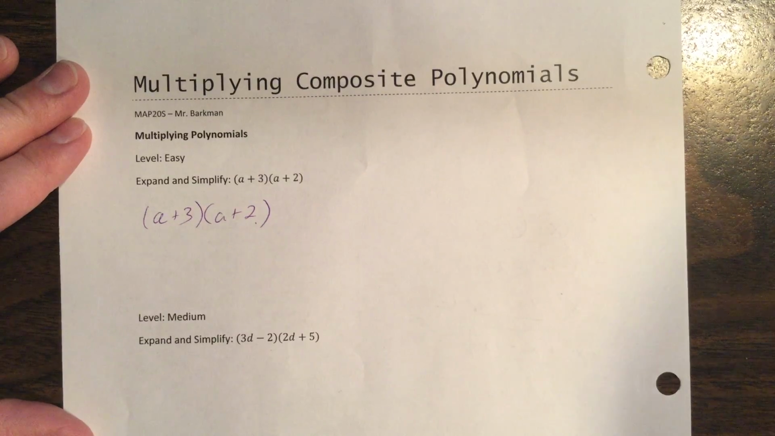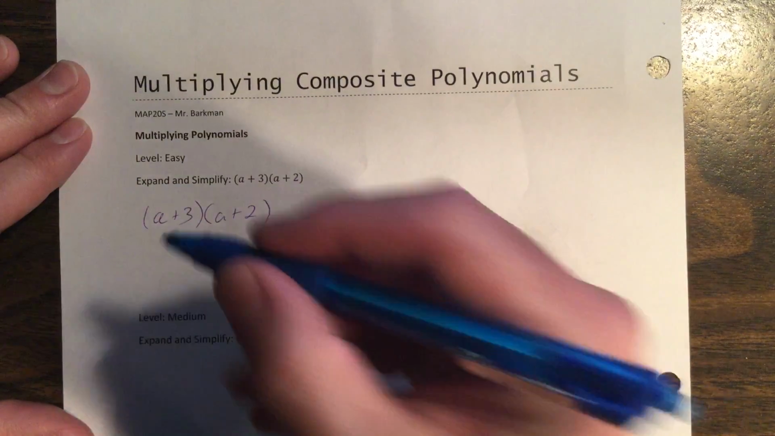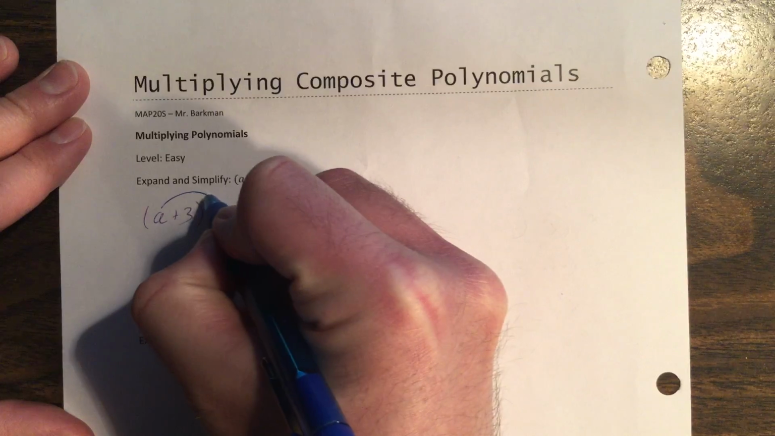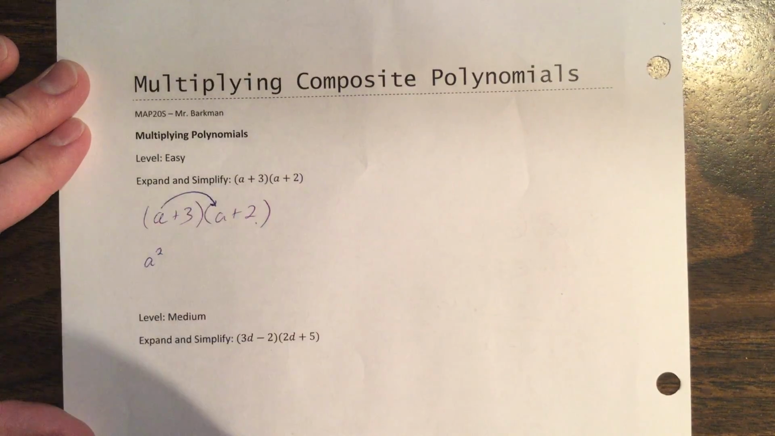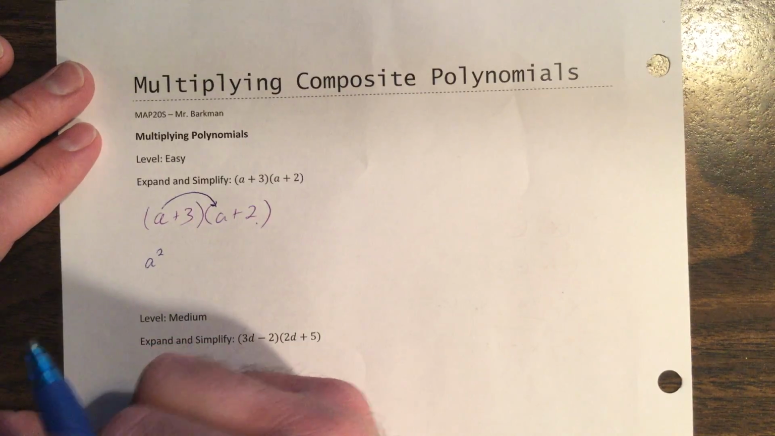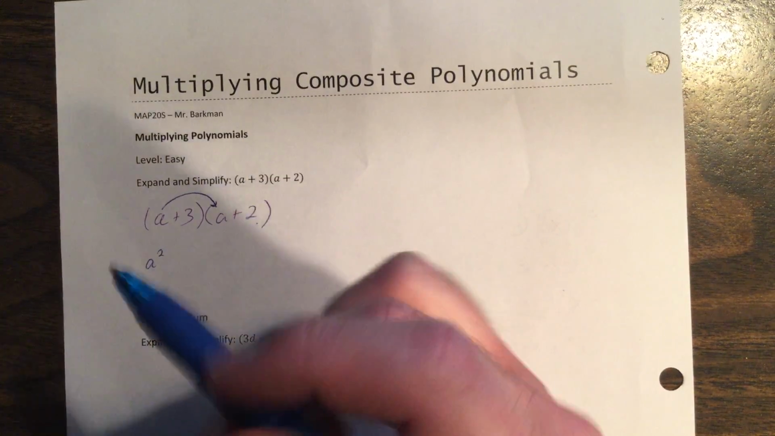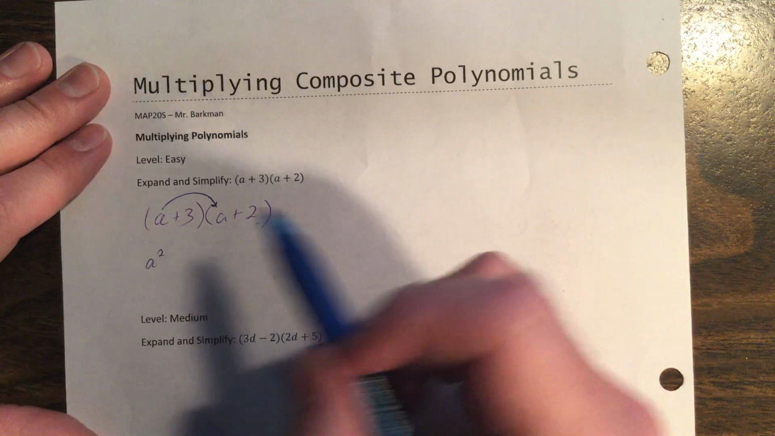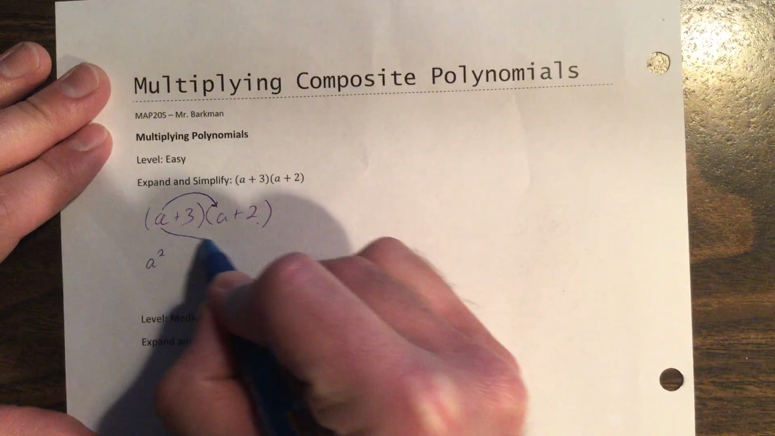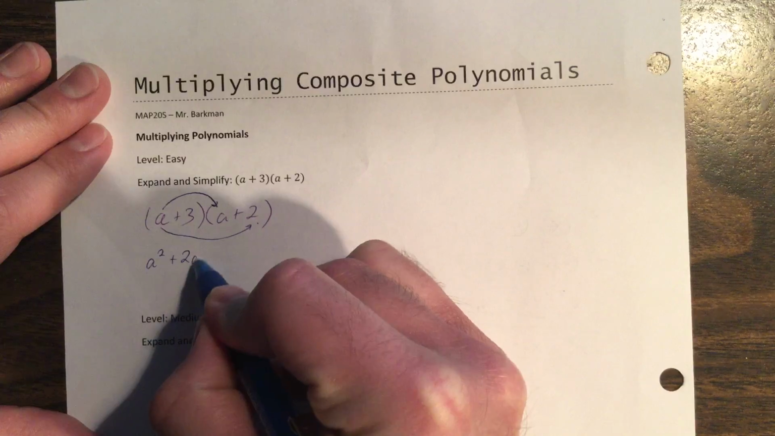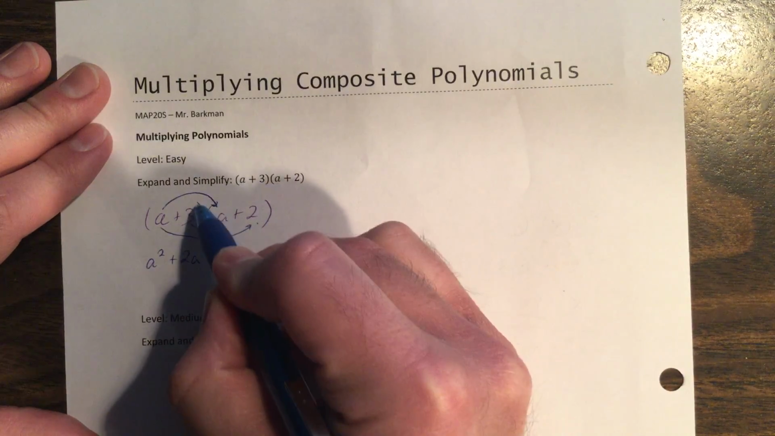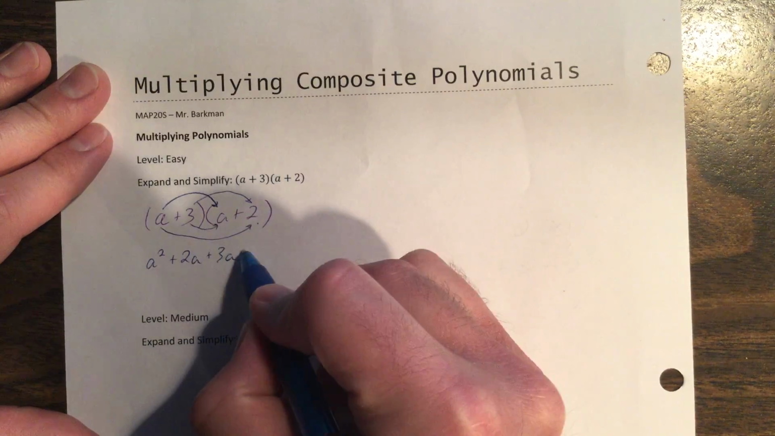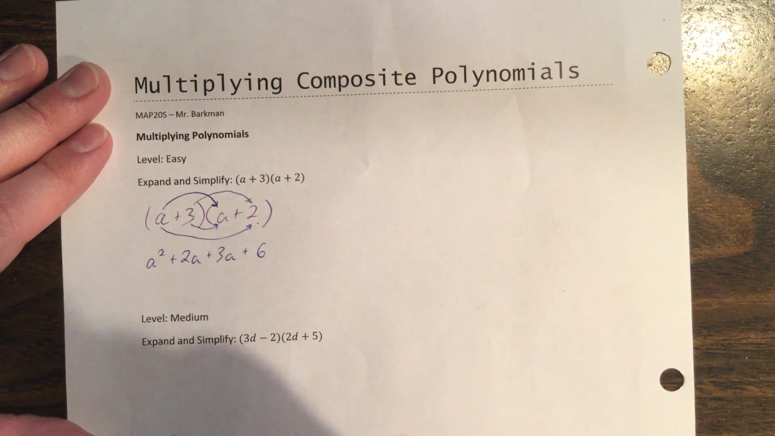And if we use FOIL, I'm going to go through a fairly straightforward way of doing this. We do the first ones first. So a times a is a squared. I'm just going to do the result here. I'm not actually going to show all the work doing that. It might make it a little simpler for some of you. So first, outside is a and 2, so that's 2a. Inside is 3 and a, so that's 3a. And our lasts are 3 times 2, so that is 6.